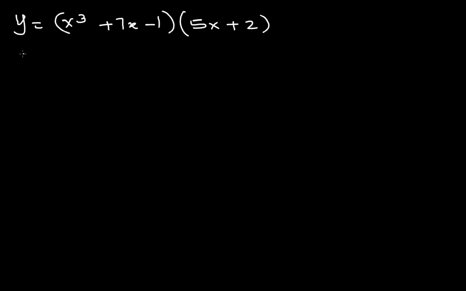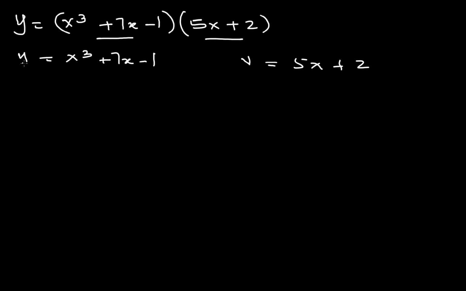Okay, let's try the product rule. So with the product rule, we need to be careful to say what we want to make this and what we want to make that. So we'll say u is equal to x^3 + 7x - 1. Then v, we're going to say is equal to 5x + 2. Normally it's best to separate them like this.